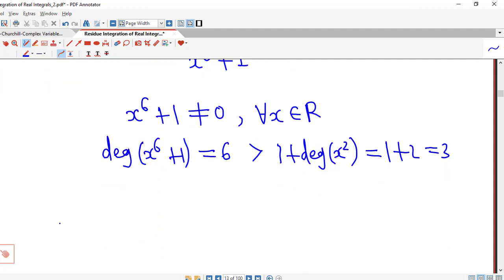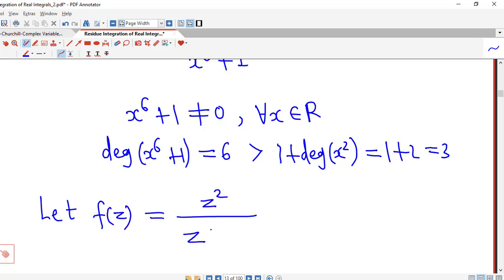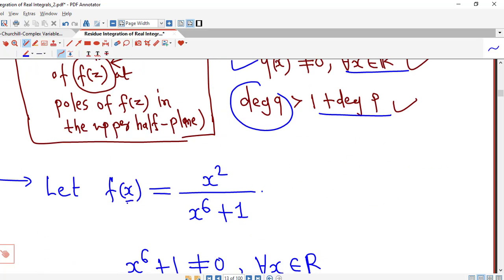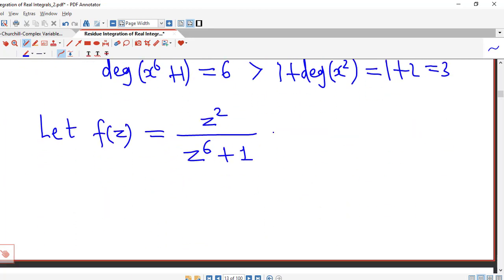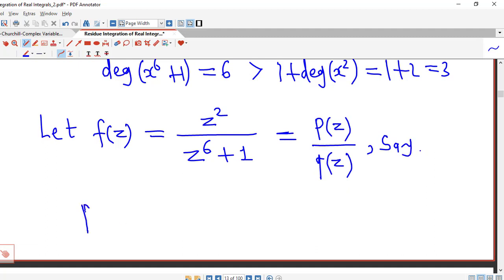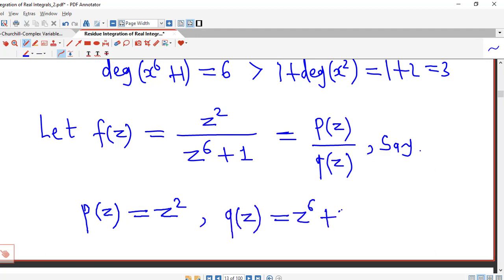For that we consider the corresponding complex function. Let f(z) be z square divided by z raised to 6 plus 1. We obtain this by replacing x by z everywhere in this real function. If we compare this with p over q, the numerator is p(z), which is z square, and q(z) is z raised to 6 plus 1.